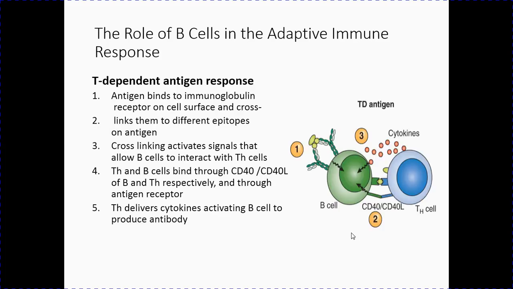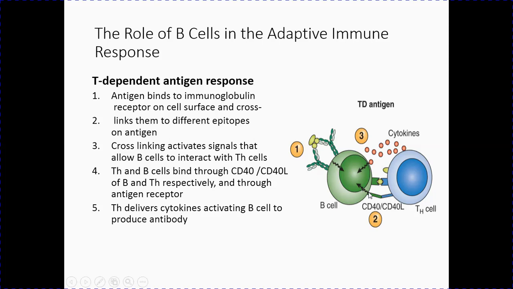So the T-dependent antigen response actually requires that B cells respond secondarily to T helper cells having been exposed to an immunoglobulin. Activation of these B cells takes place in lymphoid tissue, and what ends up happening is the T helper cell has their receptor that has the little peptide in it, and then we have the receptor on the B cell as well.